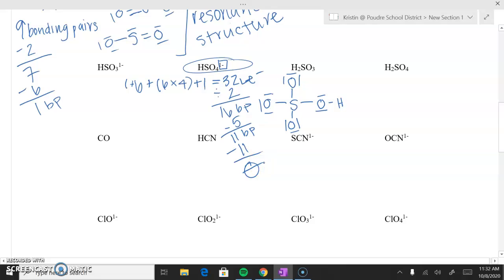Now I need to make sure everybody has a full octet. So sulfur has a full octet because it has 4 bonding pairs stuck to it. Oxygens have full octets, and hydrogen only needs 2. It needs a duet, I suppose you could say. And there was much rejoicing.